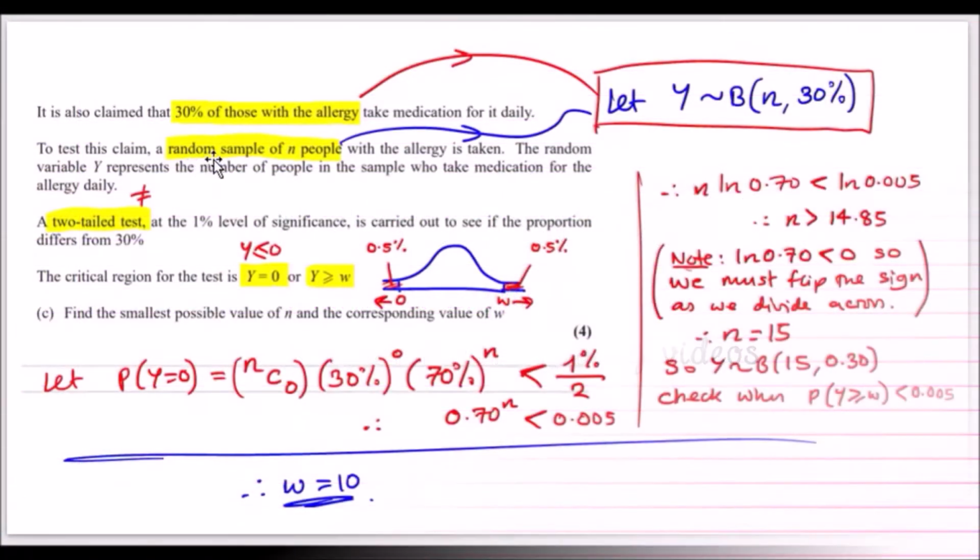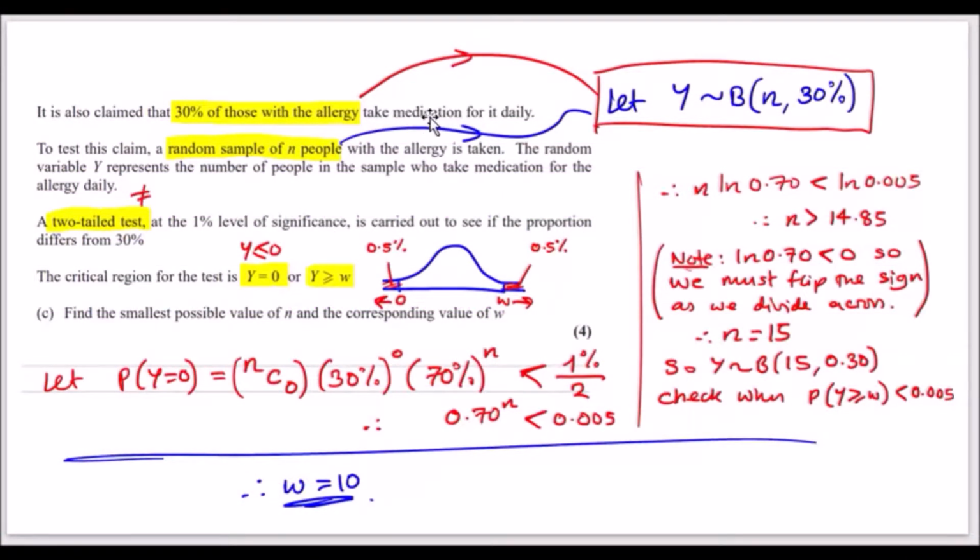Now, it's also claimed that 30% of those with an allergy take medication for it daily. So now we have a new distribution. I called it Y here because Y is mentioned here. And the proportion is now 30% or 0.30. Now, to test this claim, a random sample of n people with allergies is taken. So we have a brand new sample of n number of people. The random variable Y represents the number of people in the sample who take medication for allergies daily.